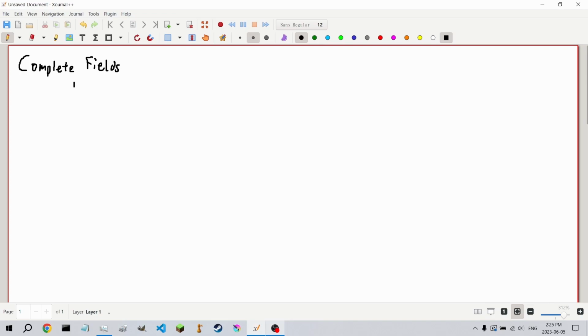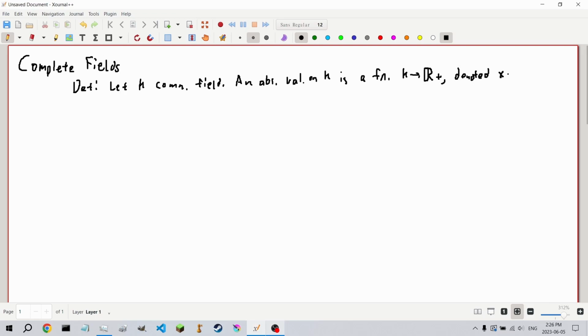Alright, to start out the definition, let K be a commutative field. An absolute value on K is defined to be a function from K to the positive real numbers, which we denote with the standard absolute value symbol, such that the first condition: an element has an absolute value of 0 if and only if it is 0.